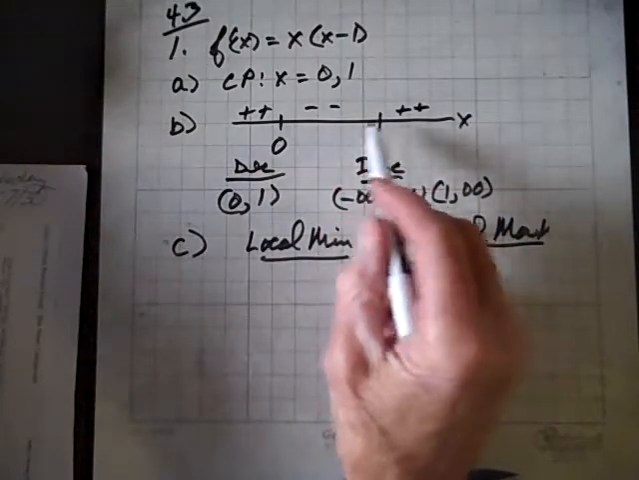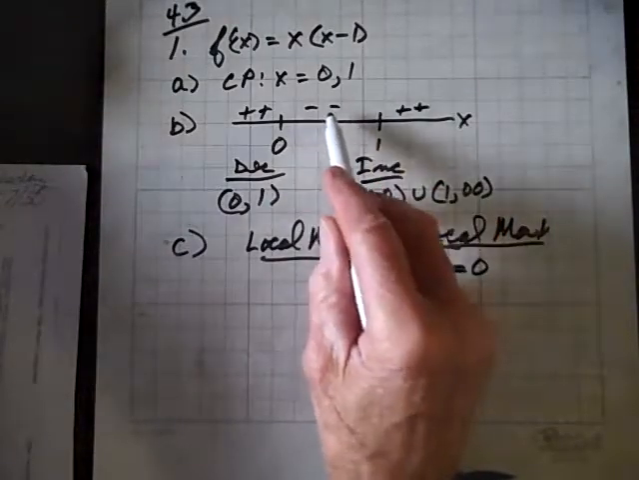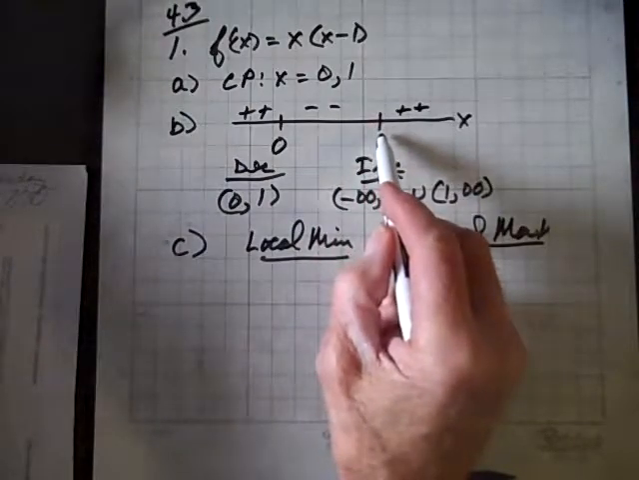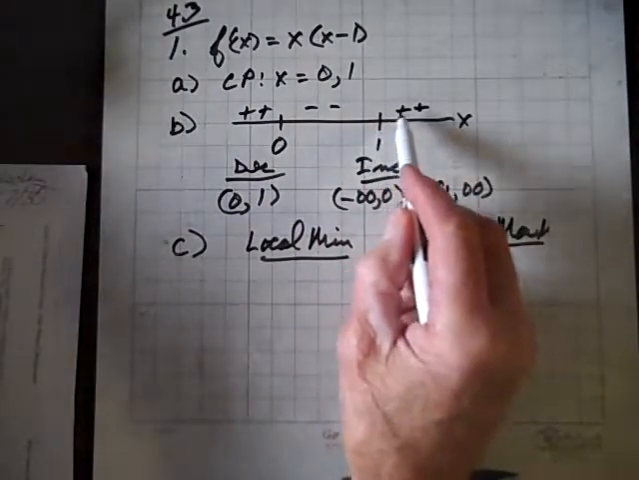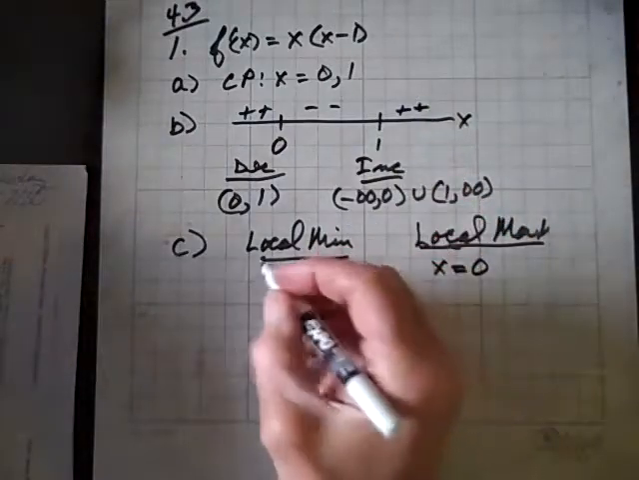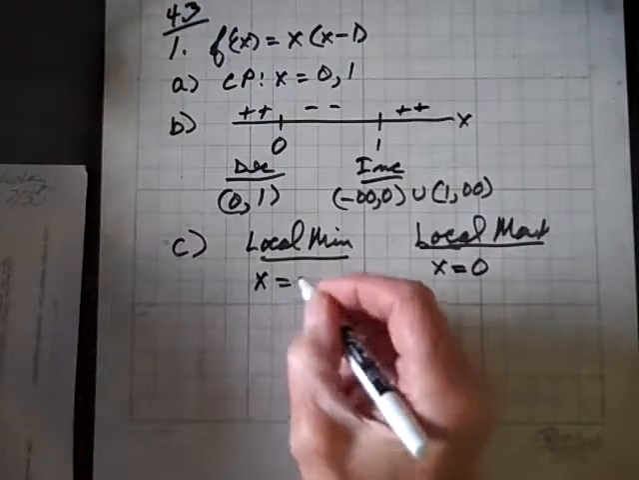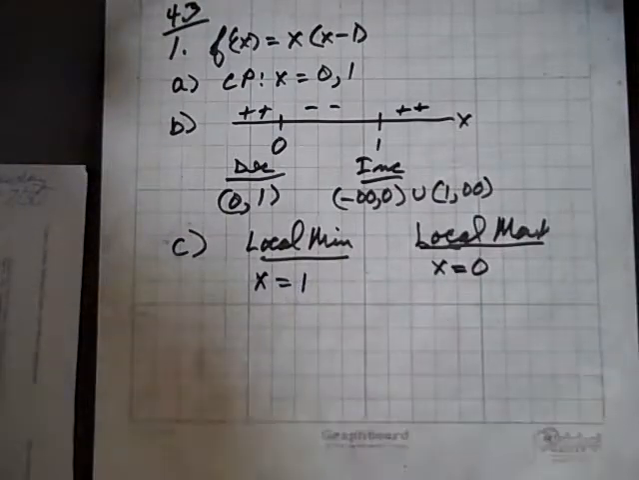And now look what's going on at 1. You're going downhill. It's negative. We're going downhill to 1, and when we leave this value, we're going uphill because it's positive. So we must have a local min at x equals 1. And we've answered all 3 questions.